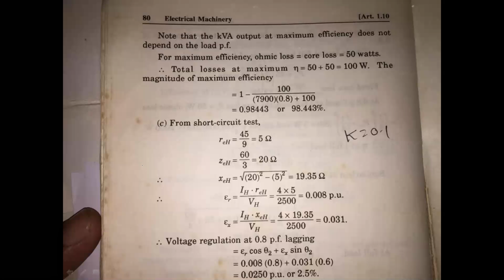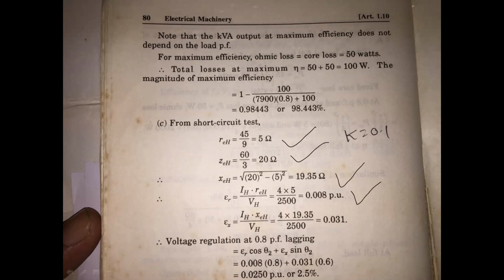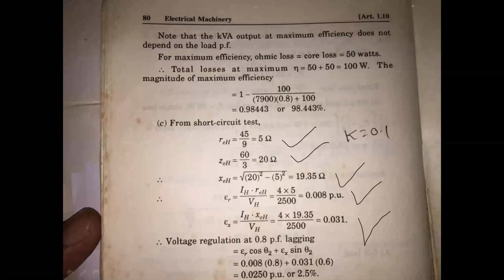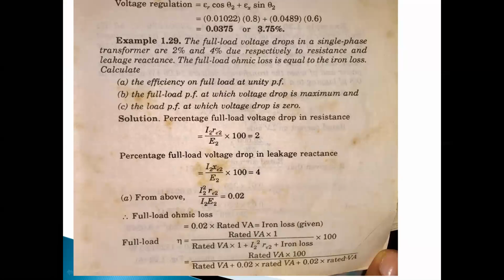Next, voltage regulation calculation. We must calculate the equivalent resistance, equivalent impedance, equivalent reactance, per unit resistance and per unit reactance, at 0.8 power factor lagging, using the sum of R cos theta 2 plus X sin theta 2. This is how we calculate voltage regulation.